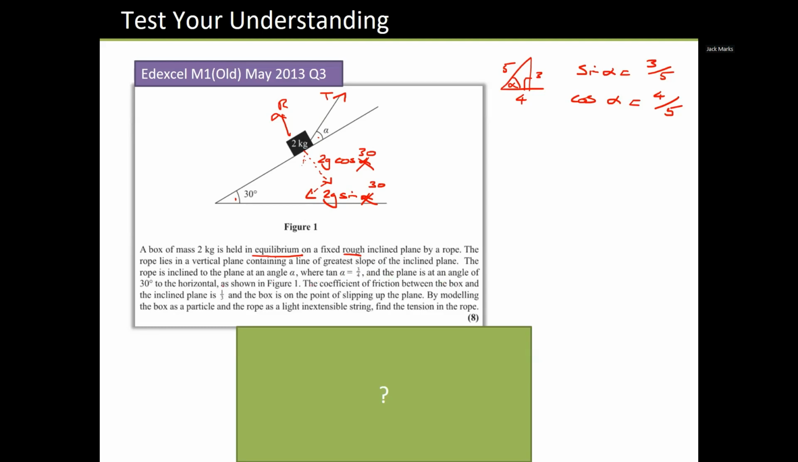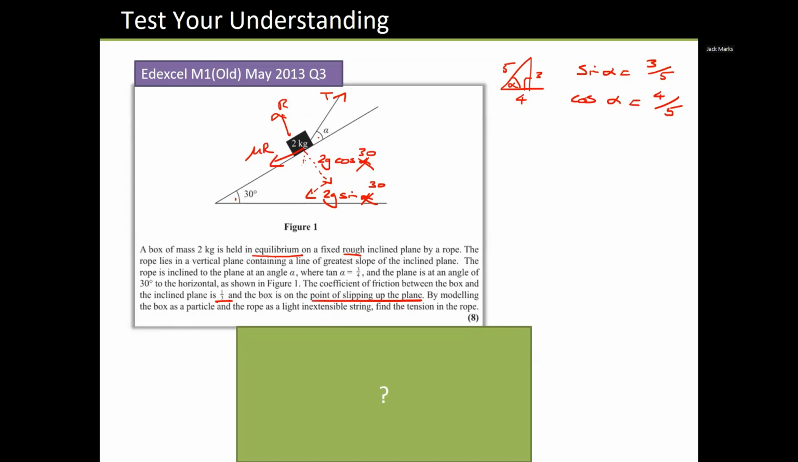The coefficient of friction is 1/3. That's an important piece of information. It's on the point of slipping up the plane. Right, that's very important as well. It tells me that if the thing's about to go up, that friction then should be drawn that way. Okay, because it always acts against the direction that it's moving or that it's about to move.